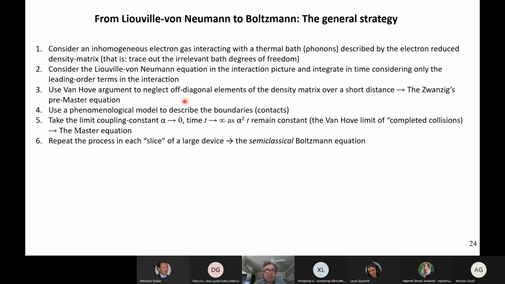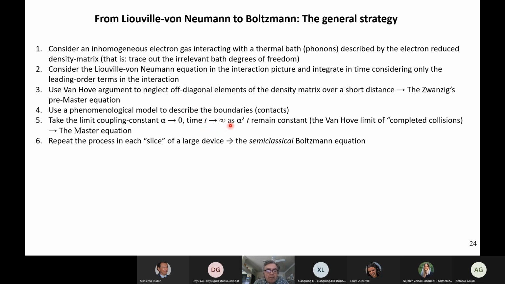Now we will open the system. We'll use some phenomenological model to describe how the contacts attempt to retain charge neutrality regarding the states that they are injecting. And having done that, we will now take the limit, which is called the Van Hove limit, essentially the same limit that you take to get Fermi's golden rule.